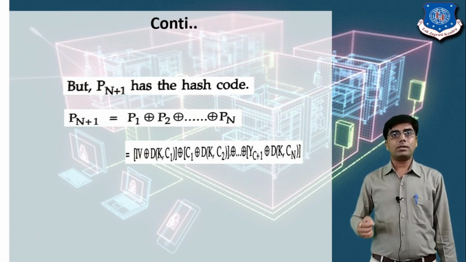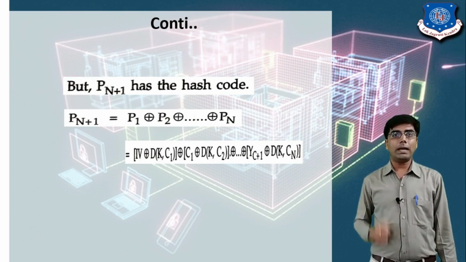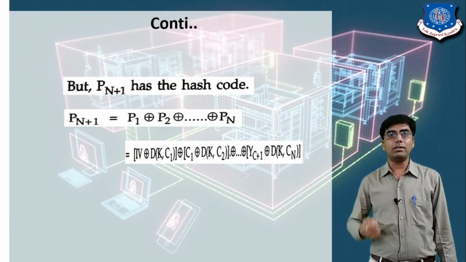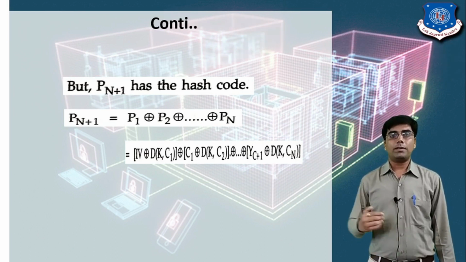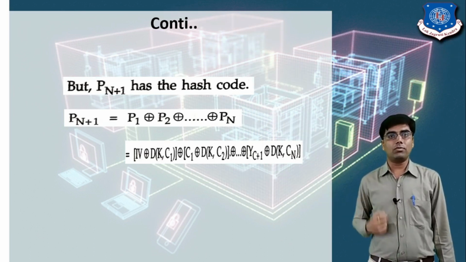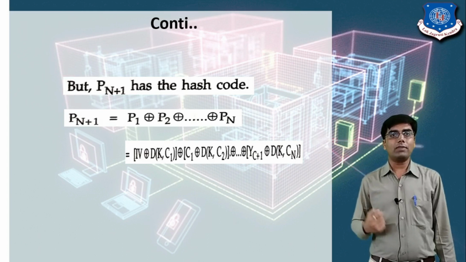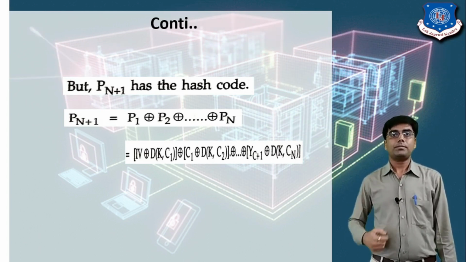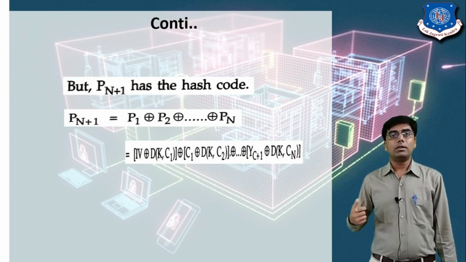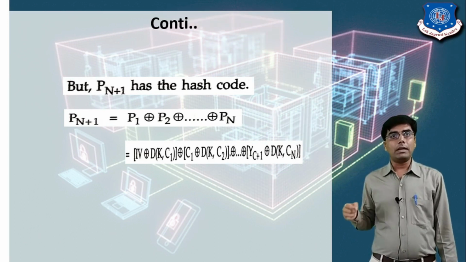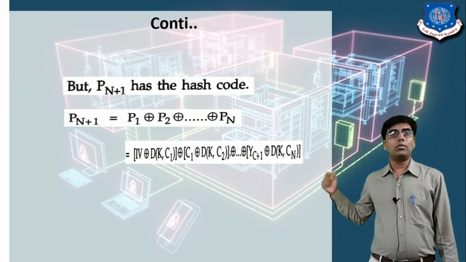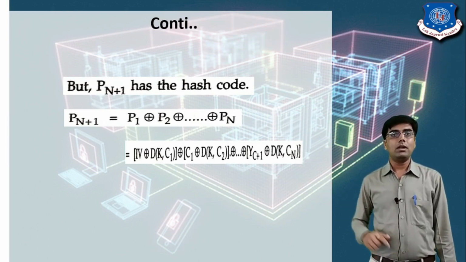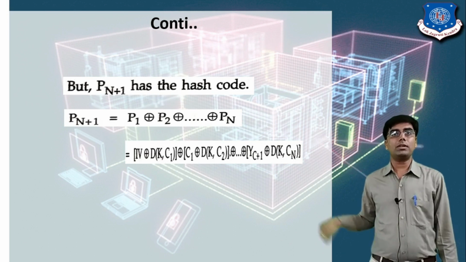Before the first plain text message, if I want to encrypt the first plain text message, initially I don't have ciphertext. So first of all I have to consider the initialization vector, and in the initialization vector we are considering a random number. Right? The initialization vector is exclusive-ORed with D of K comma C1. Again apply the XOR operation.